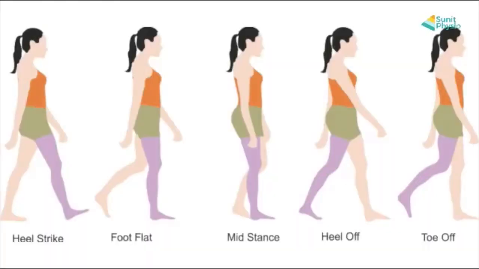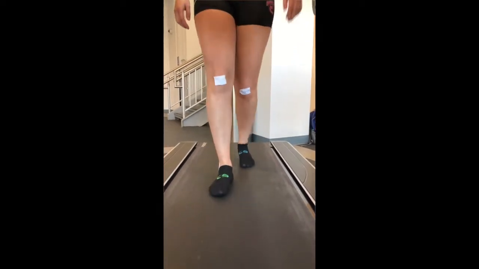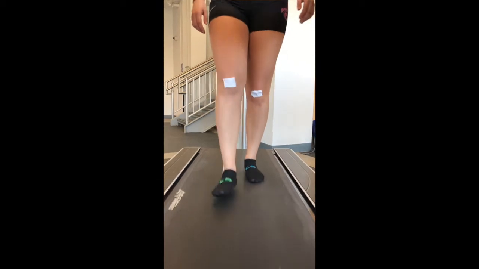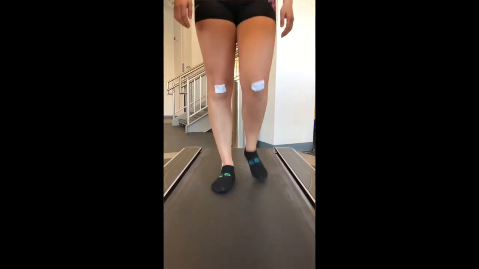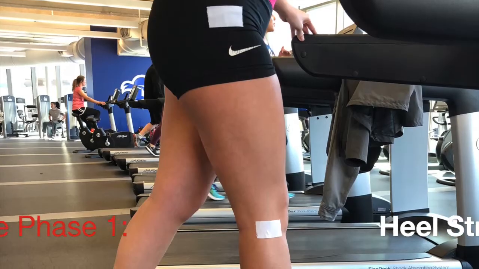The 5 events that occur during the stance phase of gait are heel strike, foot flat, mid stance, heel off, and toe off. For the purpose of this video, we will be analyzing the subject's right leg for reference. We will be breaking down each phase of the gait cycle, joint by joint, beginning with the ankle, followed by the knee and the hip.